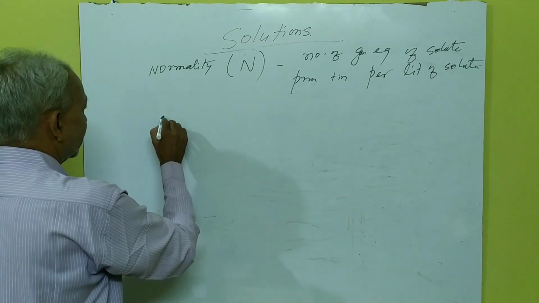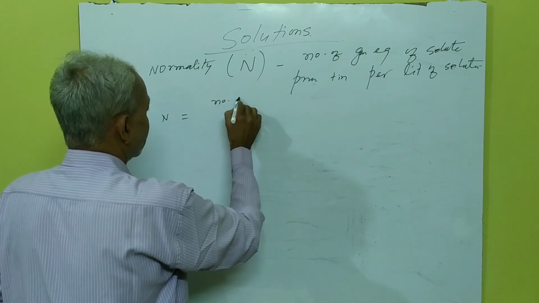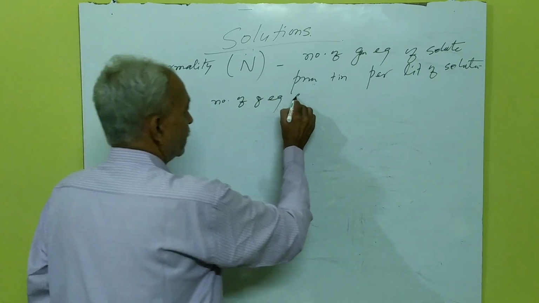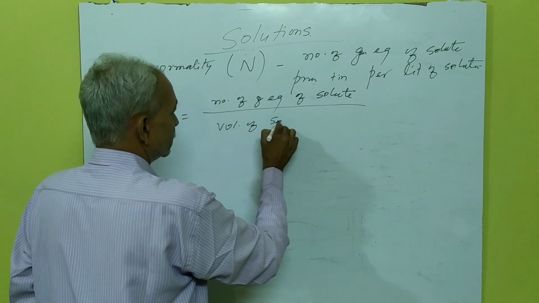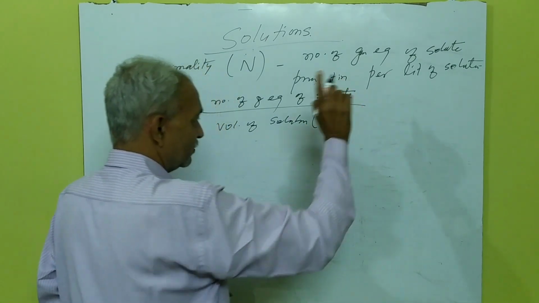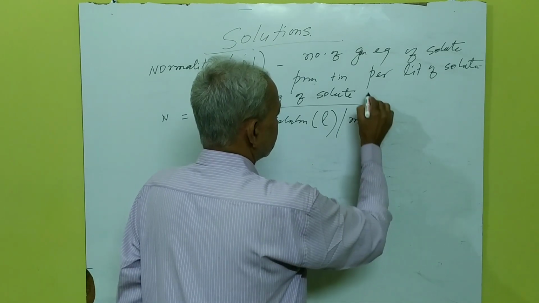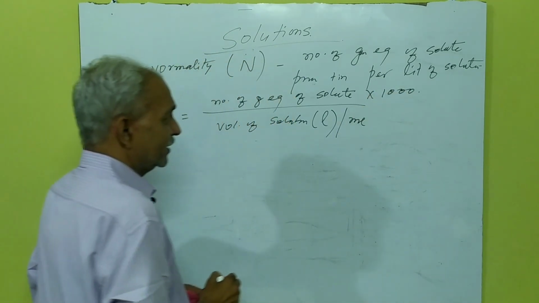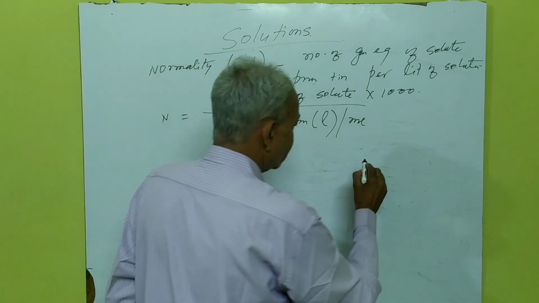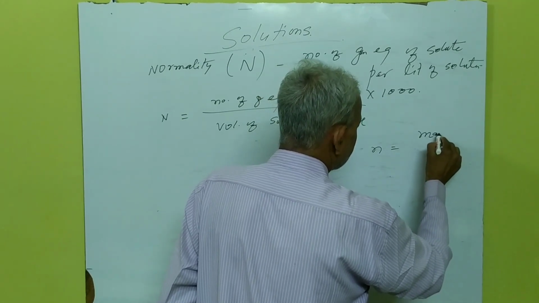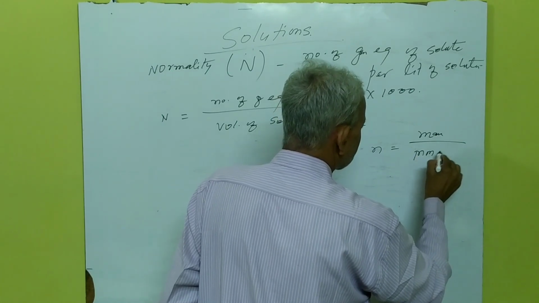So in the normal way, when we write normality, normality is equal to number of gram equivalent of solute divided by volume of solution. If it is in liter, no need to multiply there. If it is in terms of milliliter, then you multiply by 1000, right? This is similar to that of molarity, but the only difference is that in molarity there is number of moles of solute and here there is number of gram equivalent of solute. As we have written, number of moles is equal to mass of solute divided by molar mass of solute.